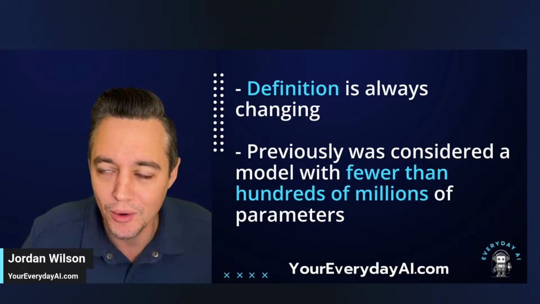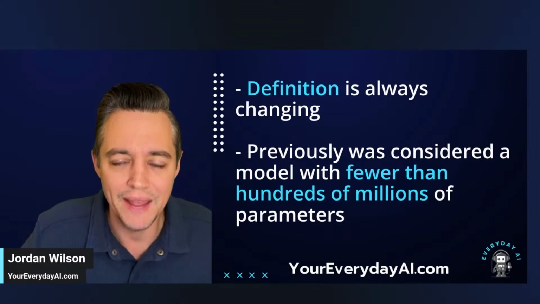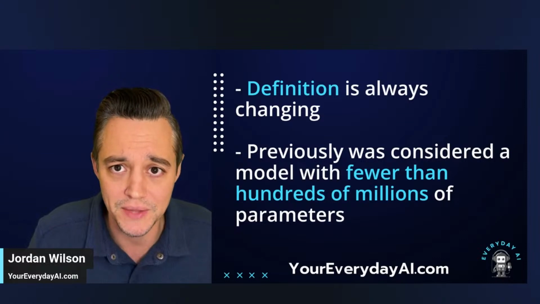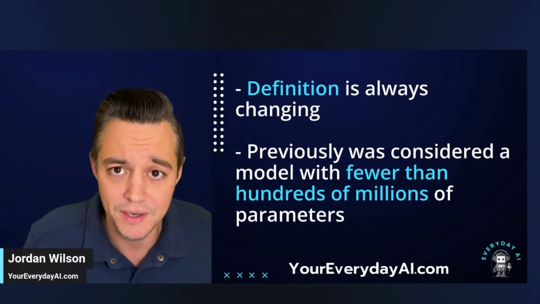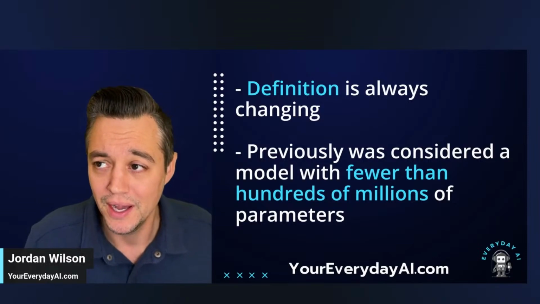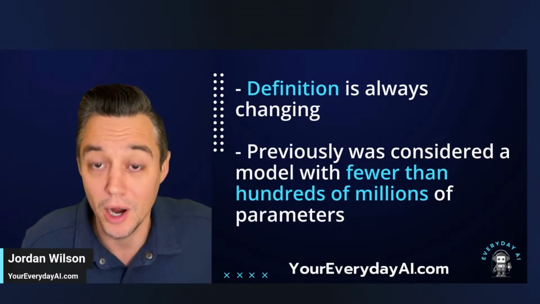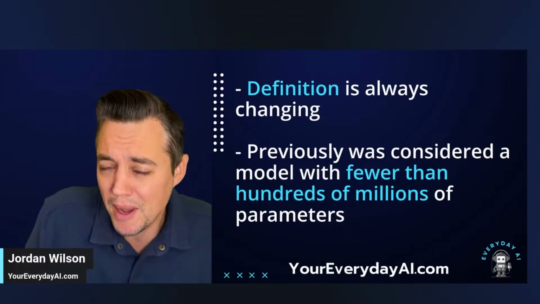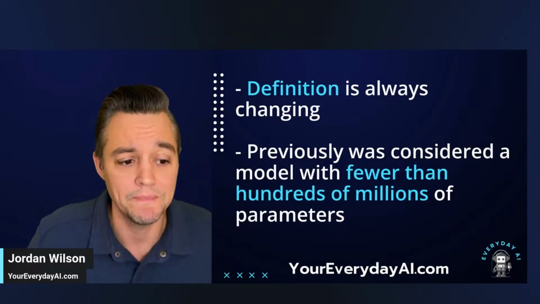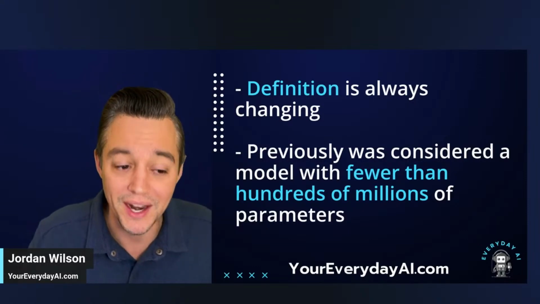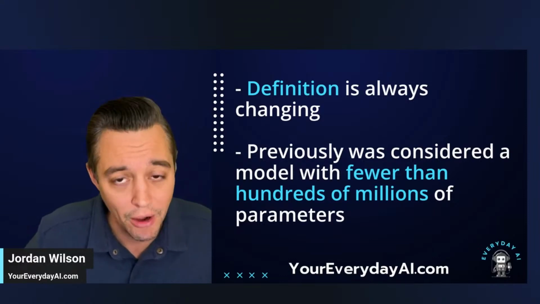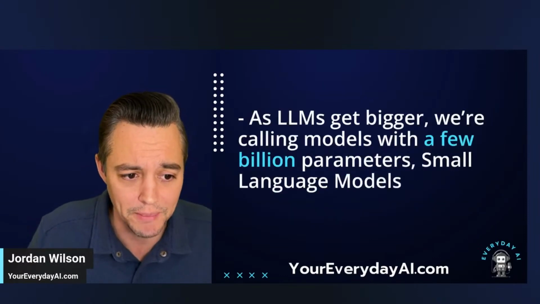The goalposts are always moving in terms of these definitions, and there is no one overarching definition that everyone adheres to. You could even say something that we might have considered a large language model two years ago, people might be calling a small model now. So keep that in mind. Previously, a small language model was considered a model with fewer than hundreds of millions of parameters. But now, like I said, that definition is changing a bit.